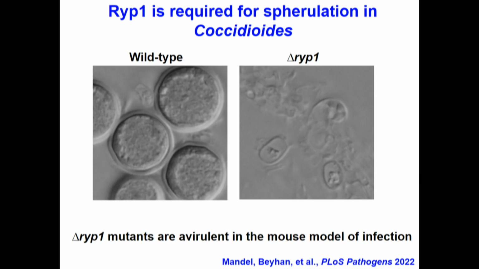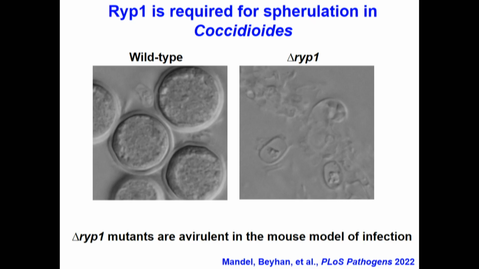Ali Mandel in Mark's lab deleted the RYP1 gene in Coccidioides, and Sinem Beyhan, who was a postdoc in my lab at that time, got some RNA samples from Ali and looked at the transcriptional profile of the RYP1 mutant samples versus the wild-type samples under spherule conditions. And we found that RYP1 was important for some of that spherule transcriptional program that I just alluded to.